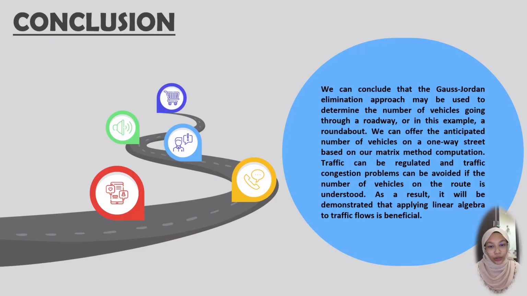For the conclusion, we can conclude that the Gauss-Jordan elimination approach may be used to determine the number of vehicles going through a roadway, or in this example, a roundabout. We can offer the anticipated number of vehicles on a one-way street based on our matrix method computation. Traffic can be regulated and traffic congestion problems can be avoided if the number of vehicles on the road is understood. As a result, it has been demonstrated that applying linear algebra to traffic flows is beneficial.